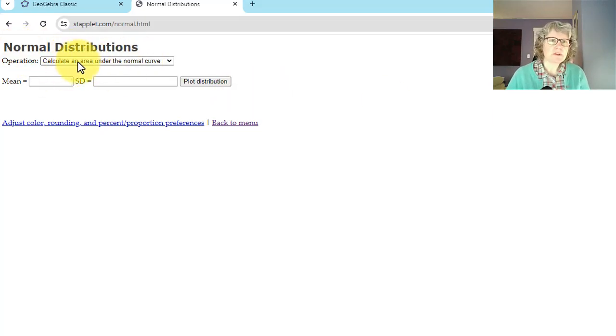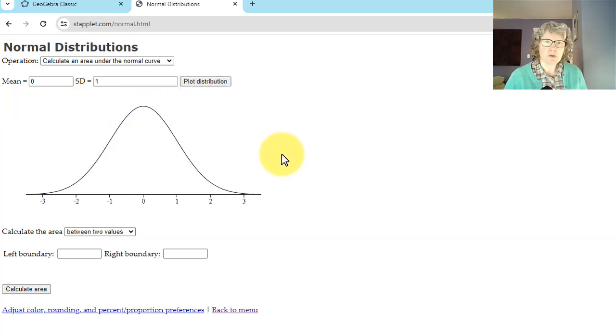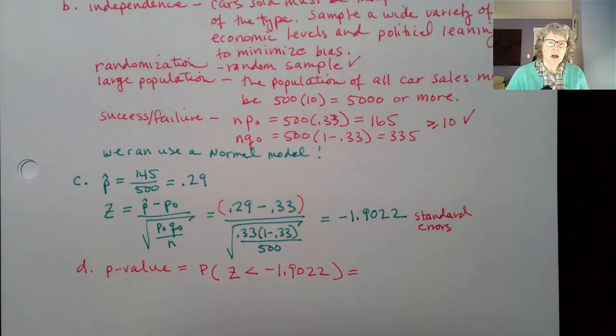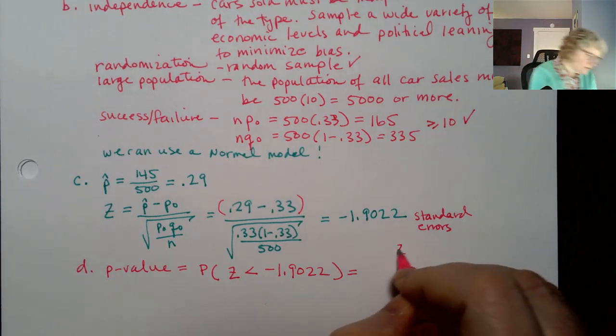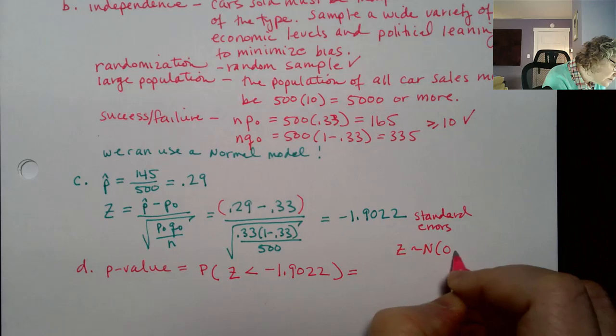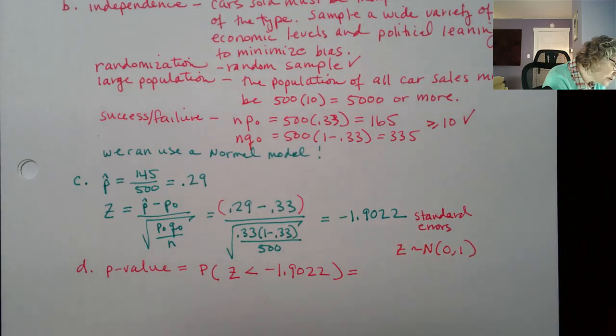And yes, here I am. So I'm on the Statplet normal calculator. P-value is an area. It's a probability. And because we're using a z-score, our mean is 0 and our standard deviation is 1. So 0, 1 is our standard normal. I can write that down as well. Then we plot the distribution. So just remember, z is distributed as normal 0, 1.